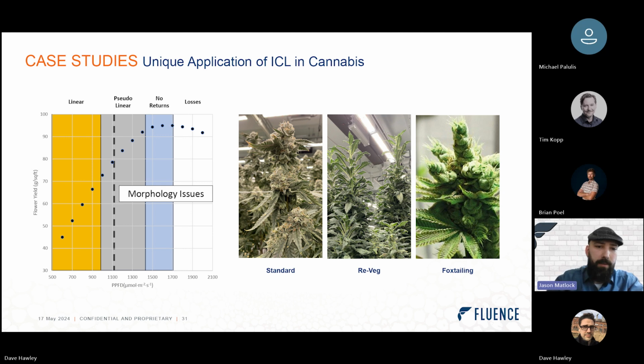A lot of times, if you look here at these three photos, you can see this is what we're looking for, this standard flower. But we can see re-vegging or foxtailing, and there's a number of other examples. Both of these are things where we are making less money off of that product, even if we can grow more of it. However, light responses tend to be highly localized, and they mostly manifest in the top colas.